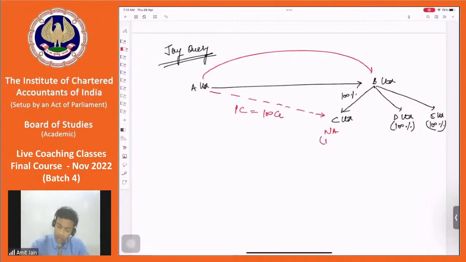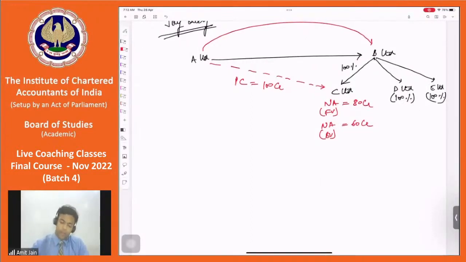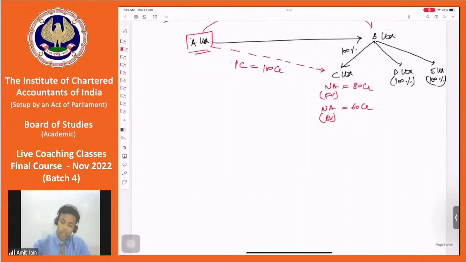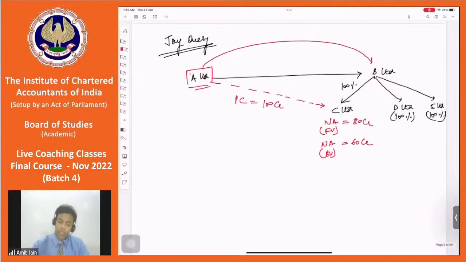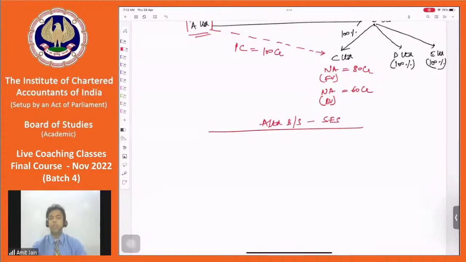The net asset at fair value of this company is 80 crores, and the net asset of this company at book value is, let's say, 60 crores. Now, A Limited. I hope the query and the transaction are clear. A is acquiring C Limited, which is a legal entity. So let's say this is A Limited's balance sheet, the standalone financial statement.